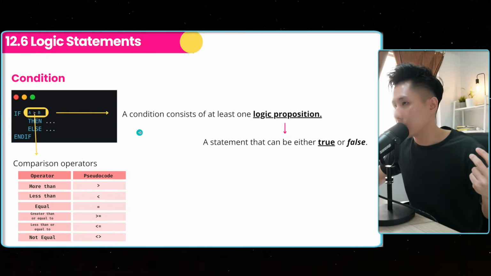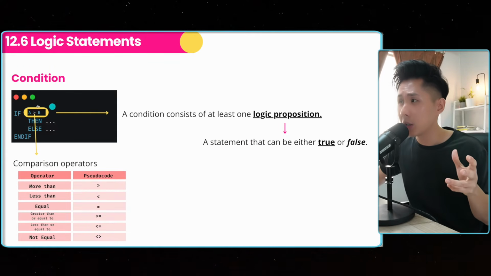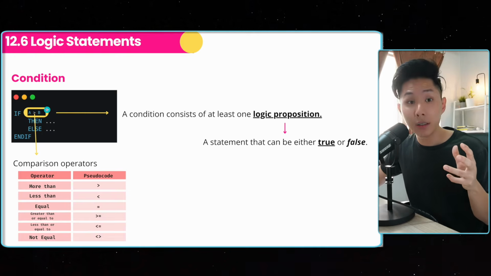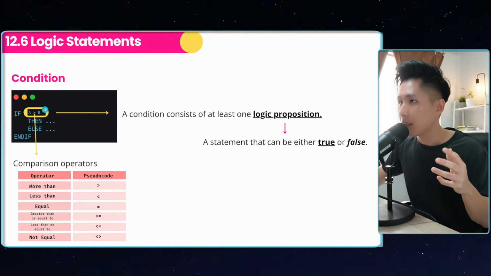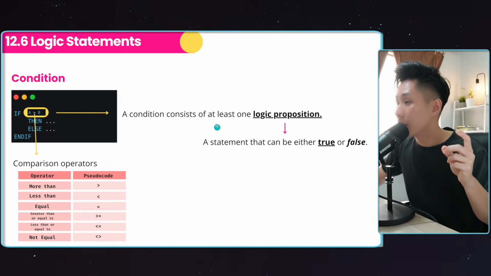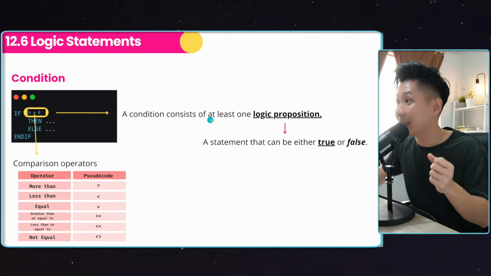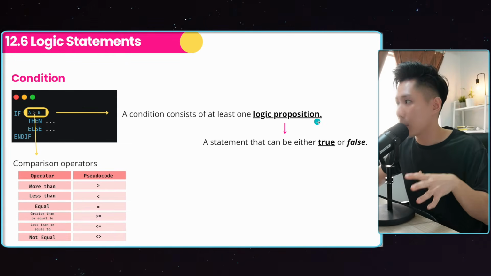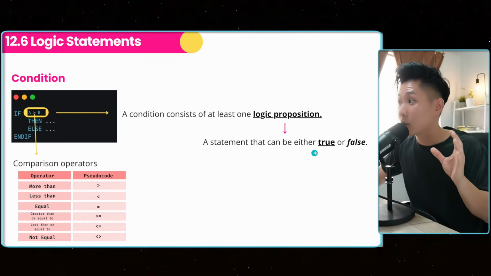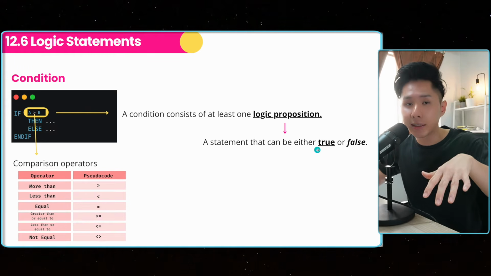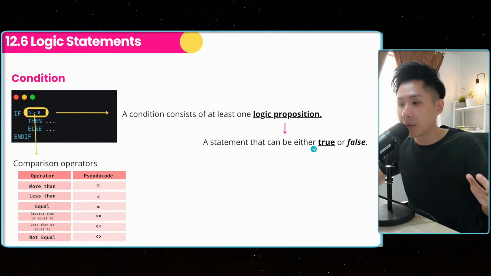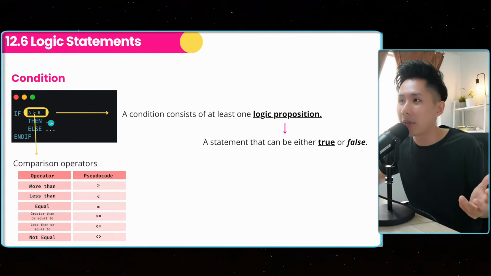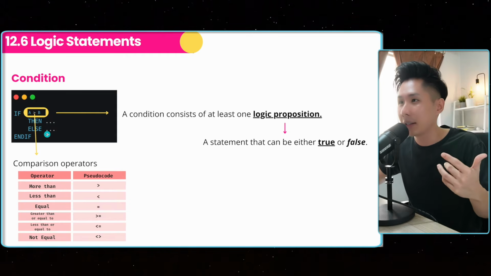And more terminology. In a logic statement, you need to have a condition like that. And what's a condition, right? A condition is one statement that consists of at least one logic proposition. We learned this in chapter 4. A logic proposition is a statement that can be either true or false. It makes sense because if your statement does not have true or false, how does the computer know which path to go, the then or the else, right?